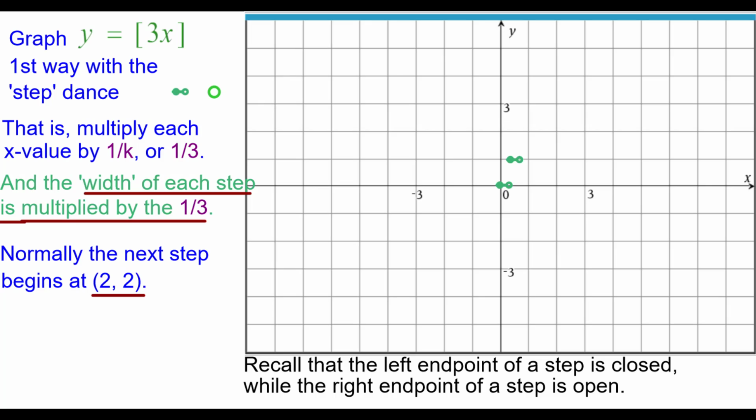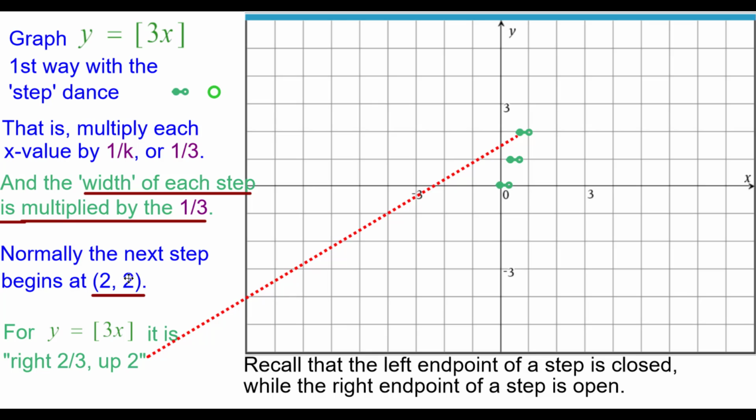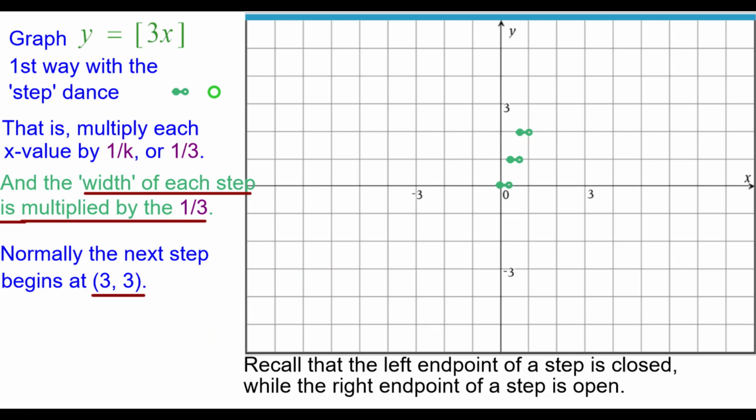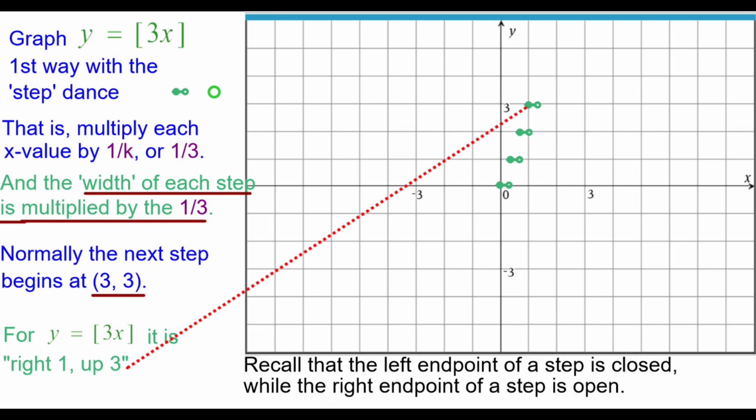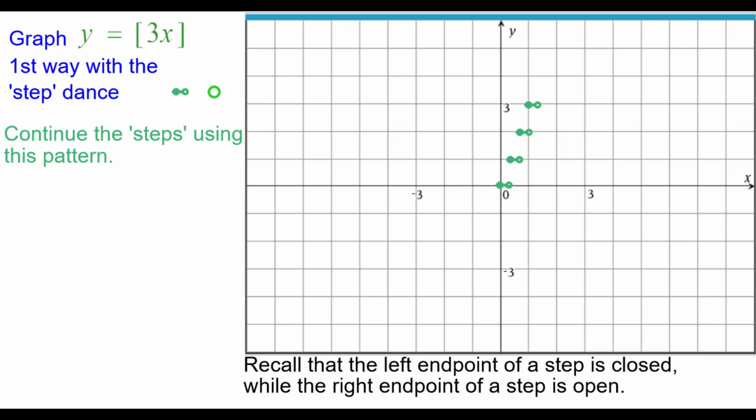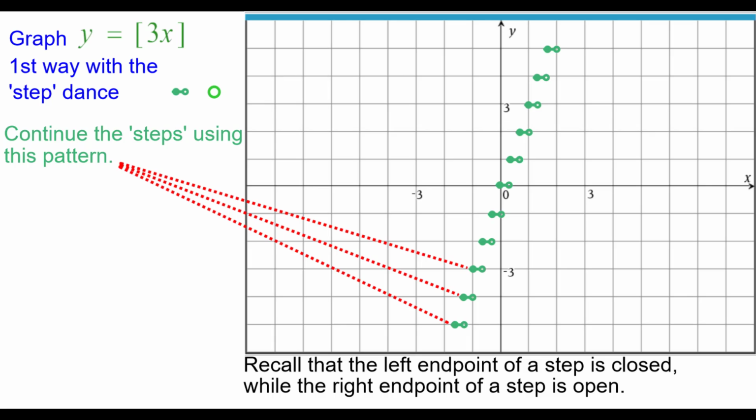The next step normally is at 2, 2, but ours is going to be right 2/3 up 2, because 2 times a third will be 2/3, the y-coordinate unchanged still. Next step at 3, 3, but ours will be at 3/3 or 1 up 3. And now I think we have enough that we can go ahead and continue the steps using this pattern. As you can see, they're going up. They're also going to go down in the third quadrant, and then a whole bunch of them there. So press pause if you need to catch up.